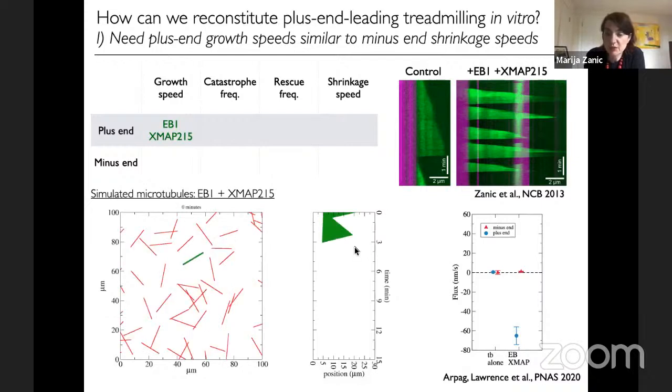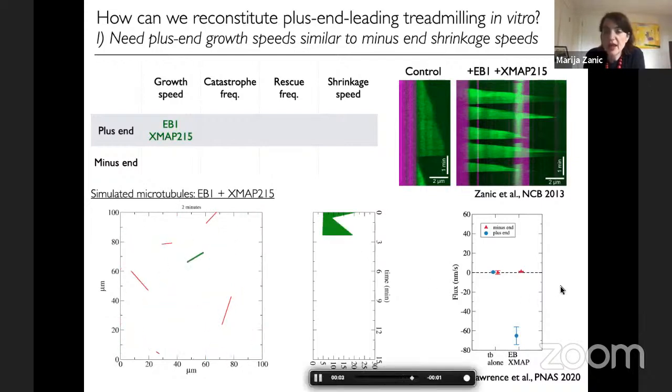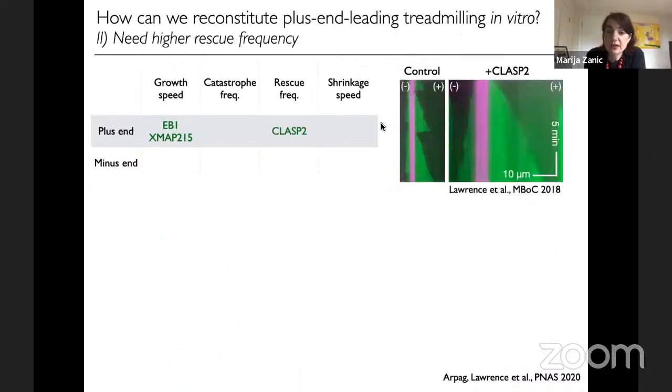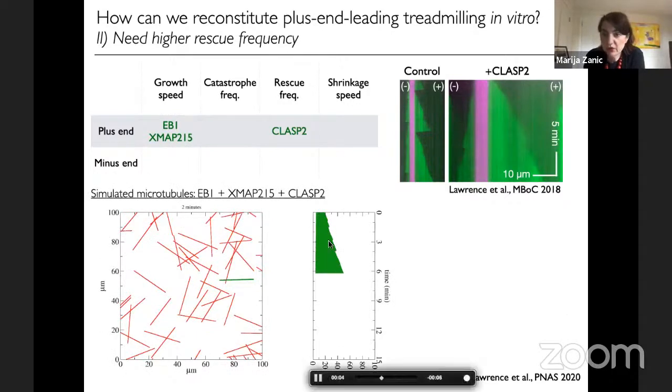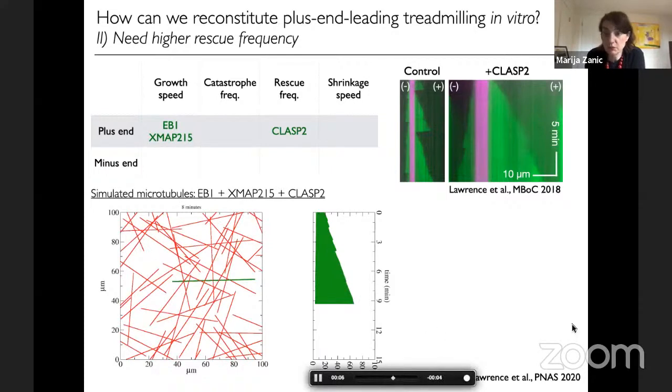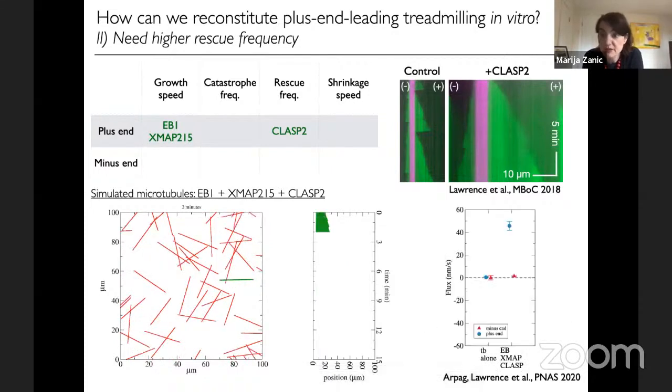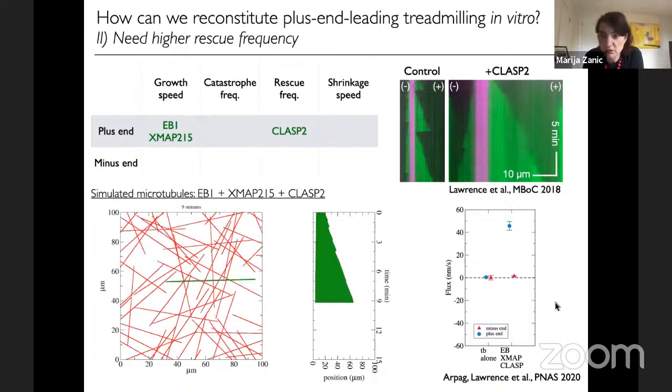So when catastrophe happens, we need something that will rescue that plus end. And we also have a candidate for that because we have recently investigated a protein called CLASP2. And we have shown that in vitro, CLASP2 is a very strong promoter of plus end rescue. So if we add CLASP2 in our in silico assay, what we see now is that every time catastrophe happens, it is very quickly rescued. So now we're having this sustained fast and large positive flux at the plus end. So basically the plus ends are now behaving exactly like we want them to behave.